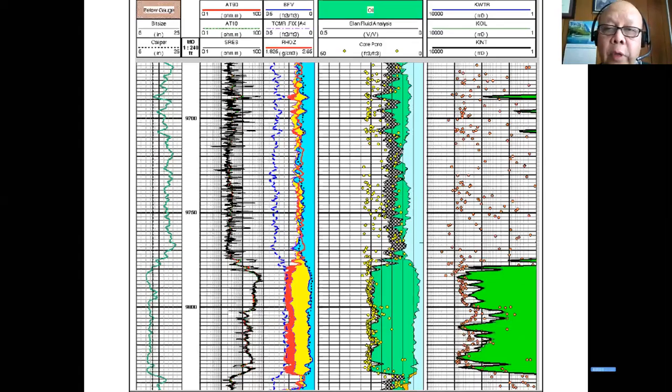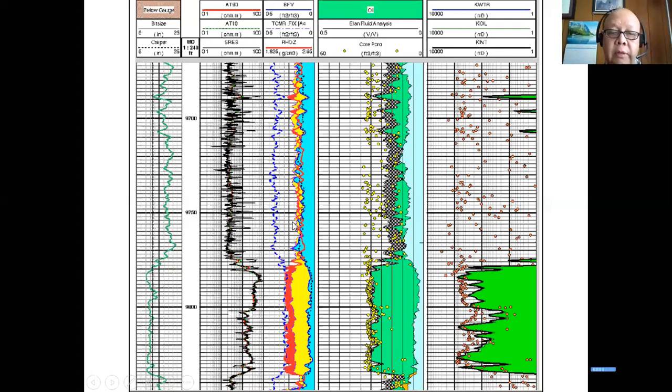Okay. So before we go into more detail on thin bed evaluation, let's just show you a screen dump of a well. If you look at this one, from left to right, you have a gamma ray, you have a caliper, which is showing that the hole is relatively in gauge, and you have the resistivity in the resistivity tracks, and then you have got the porosity logs here.